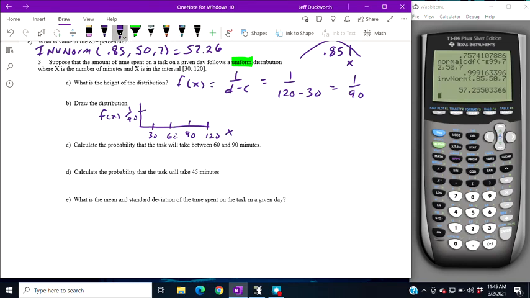So our line here, let's just change the color here. And that's a little off from my 1 over 90, so let's try that again. 1 over 90. All right, so that looks to be pretty good. So that's our distribution. It doesn't exist below 30, and it doesn't exist above 120.